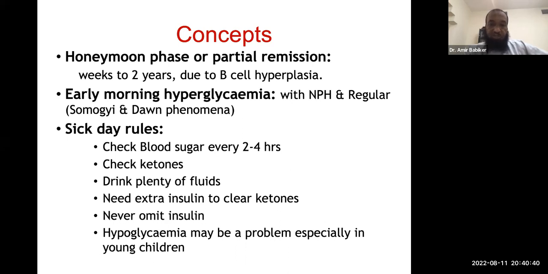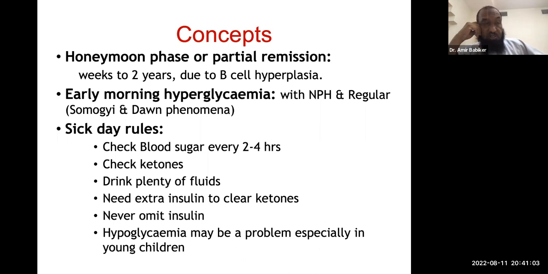But both of them present with hyperglycemia in the morning. In order to know whether you had Somogyi or dawn, you check the blood sugar at midnight to see whether the patient was hyperglycemic or hypoglycemic at this point. These are, as I said, popular to ask about in exams, but they are not observed in real life a lot.